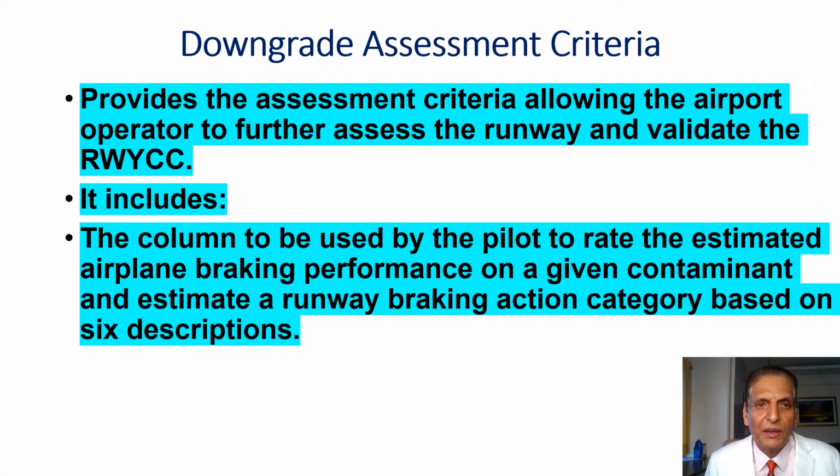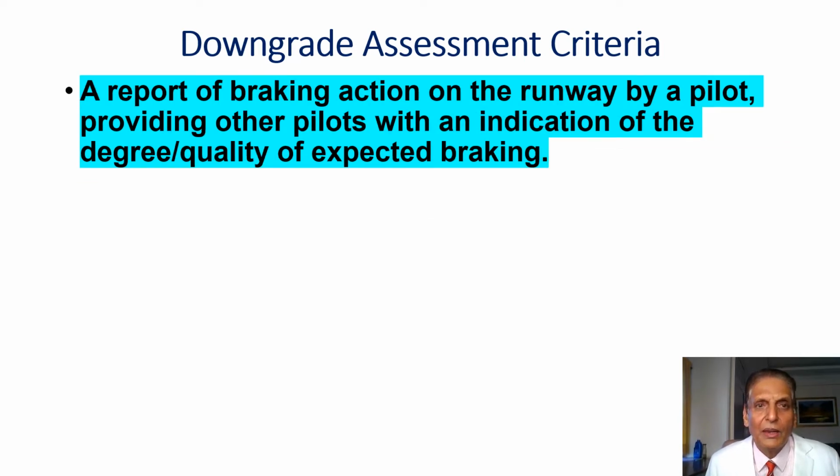Now we shall discuss the downgrade assessment criteria as per the runway condition assessment matrix. Downgrade assessment criteria provides the assessment criteria allowing the airport operator to further assess the runway and validate the runway condition code. It includes the column to be used by the pilot to rate the estimated airplane braking performance on a given contaminant and estimate a runway braking action category based on 6 descriptions. A report of braking action on the runway by a pilot provides other pilots with an indication of the degree, or quality, of expected braking.